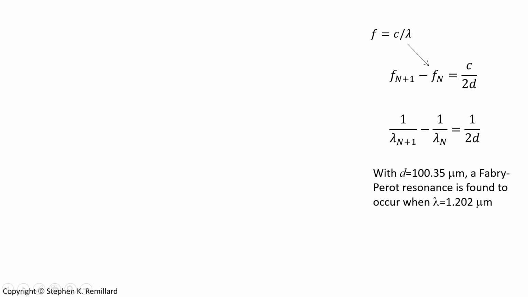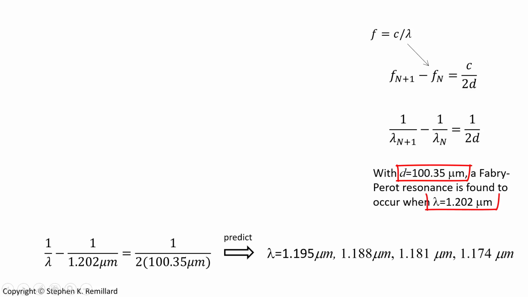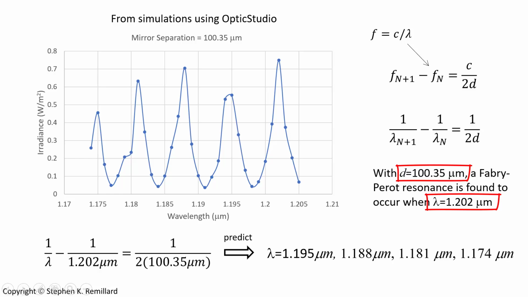Now, given these two facts, that we have this separation and we have a resonance at this wavelength, we can calculate all the other wavelengths where there is a peak. And let's look at that in simulations. Now, this was very tedious, so that's why there are very few data points, but sweeping through several wavelengths and measuring the irradiance, I find that wherever these resonances are predicted, there is in fact a resonance.